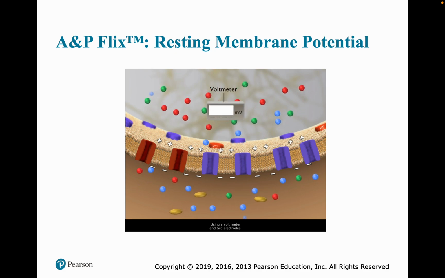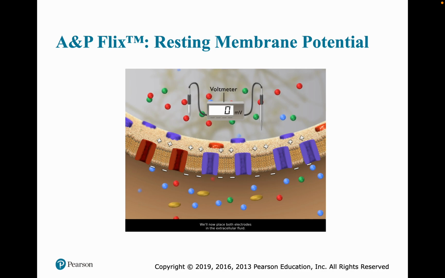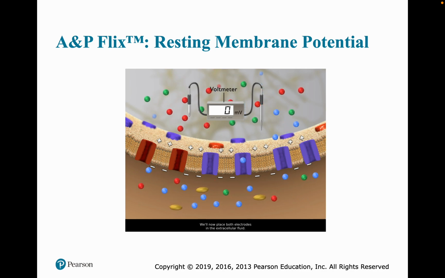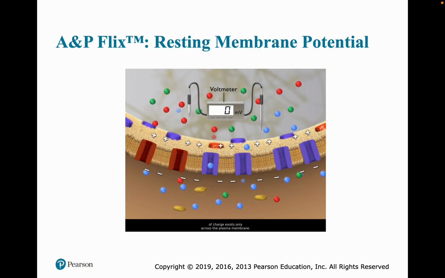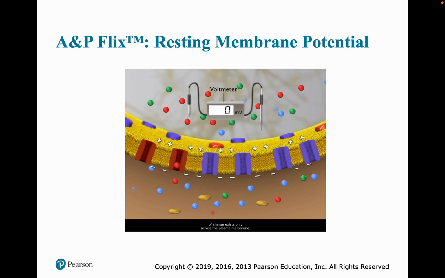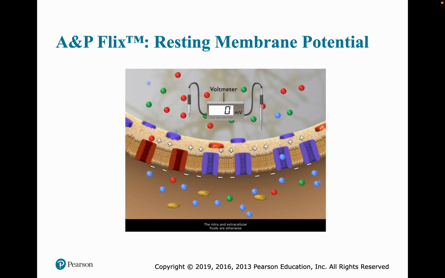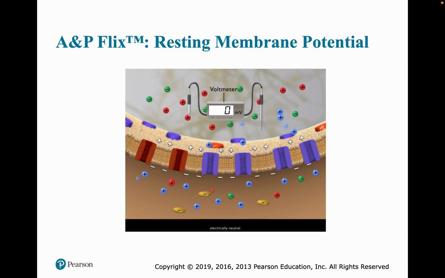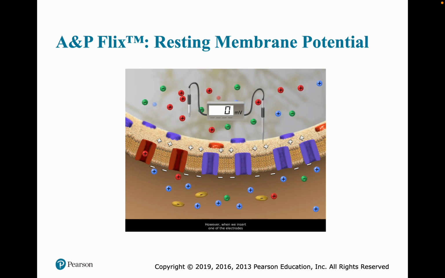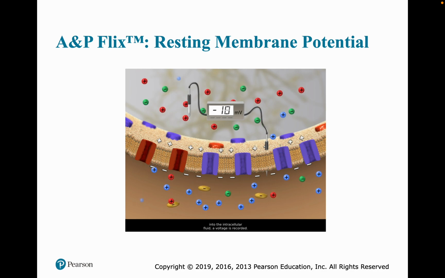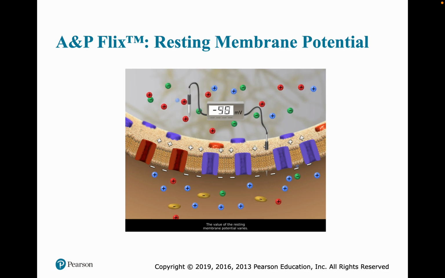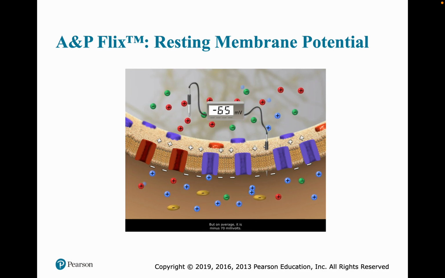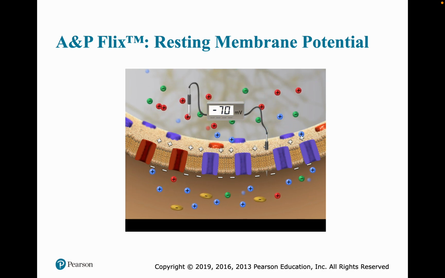We'll now place both electrodes in the extracellular fluid. Note that the voltmeter records 0 voltage. This is because the unequal distribution of charge exists only across the plasma membrane. The intracellular and extracellular fluids are otherwise electrically neutral. However, when we insert one of the electrodes into the intracellular fluid, a voltage is recorded. The value of the resting membrane potential varies, but on average it is minus 70 millivolts.